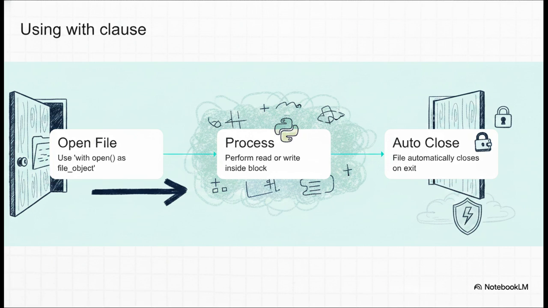However, Python offers a safer, way more elegant alternative: the with clause. When you open a file inside a with block, Python automatically closes the file the exact moment your program exits that block, even if an unexpected error occurs. It's just a fantastic fail-safe.